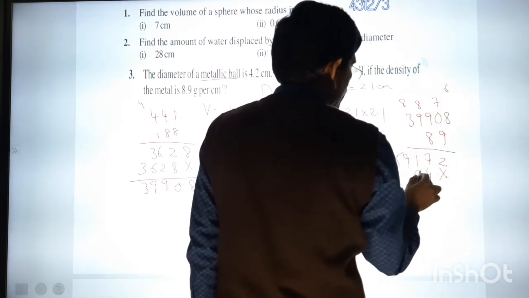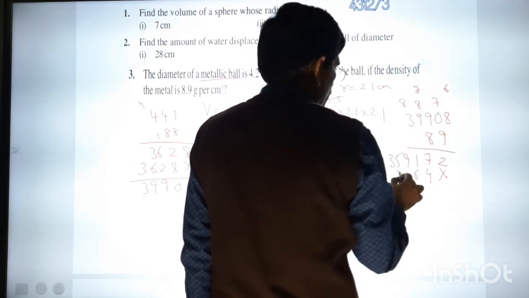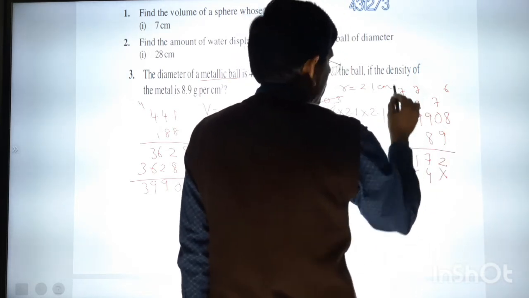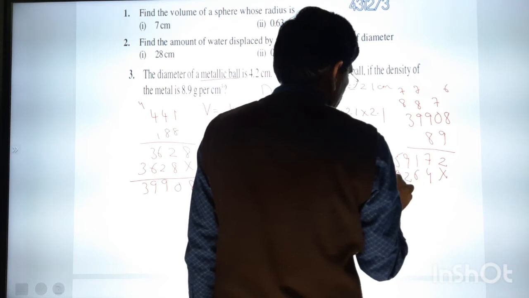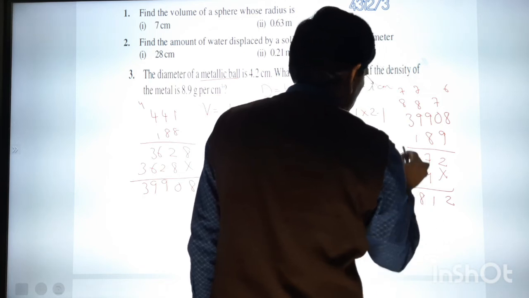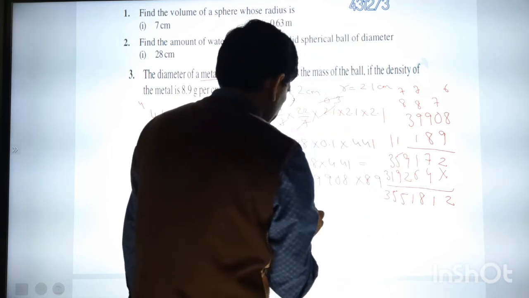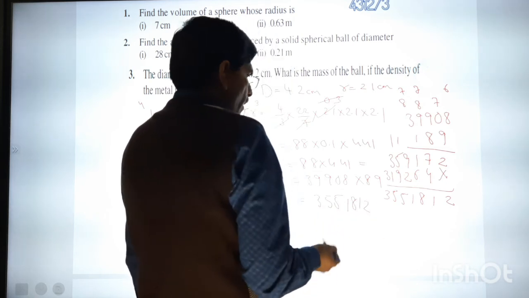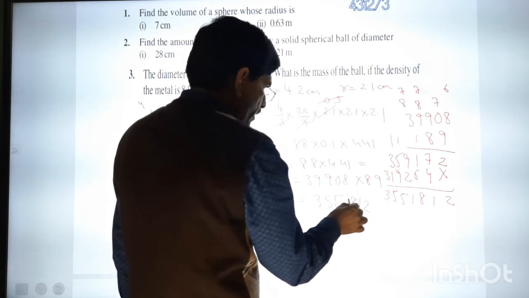6 8 0 is 0. 6 8 9 is 72. 7 8 9 is 72 plus 7. 7 8s are 24 plus 7, that is 31. So we can get 3 5 5 1 8 1 2. So how many digits after the point? After the point, 3 digits and after the point 1 digit, so total 4. 1, 2, 3 and 4.